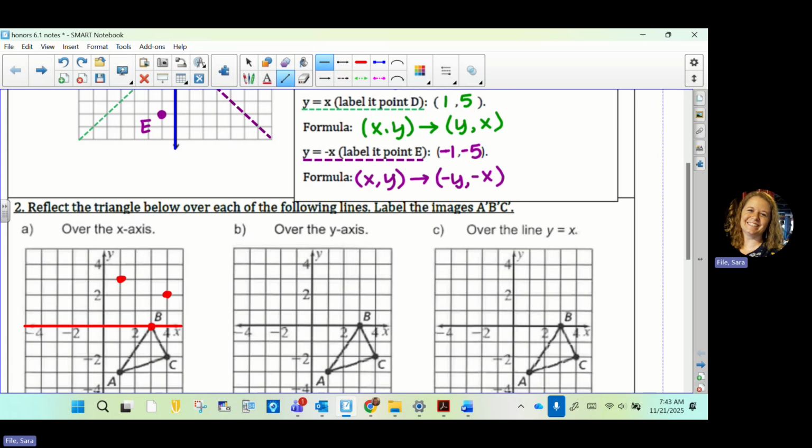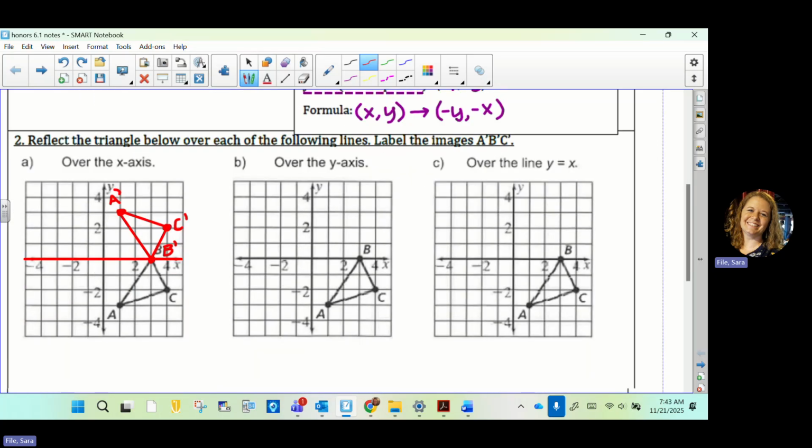It's supposed to be red. And you can see if I were to fold along this line, all of those points would align. So I just need to label those now. This would be C prime, A prime, and this is B and B prime. They're the same.